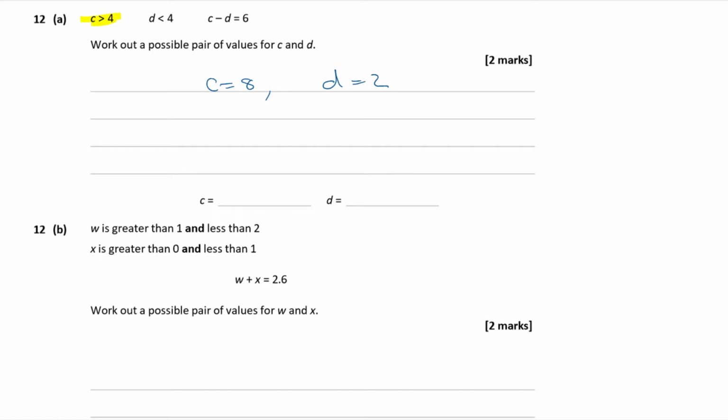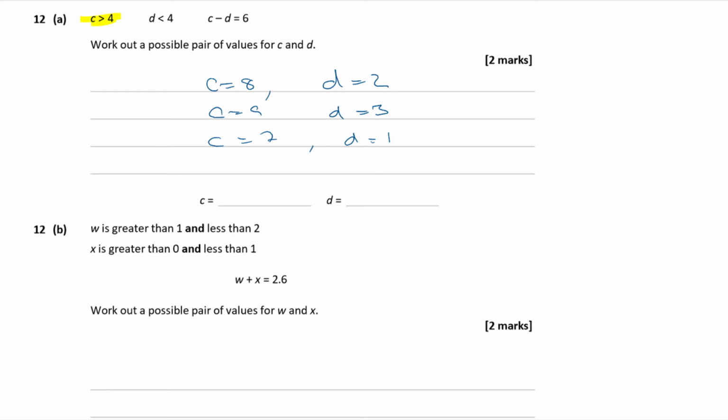Now there are lots of other examples. You could have had c is equal to 9 and d is equal to 3. Or you could have c is equal to 7, d is equal to 1. That would also work. Now you can actually have negative ones and zeros as well. You could have c is... No, you couldn't.